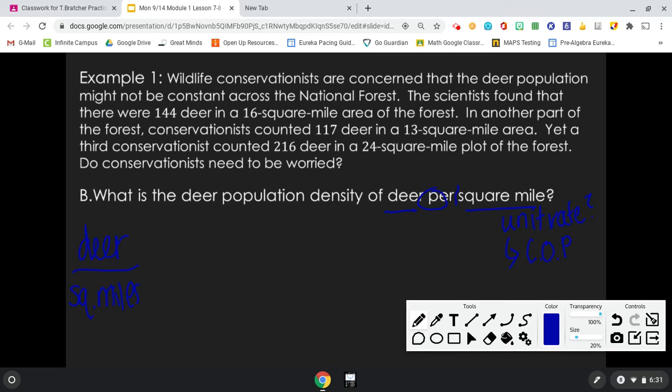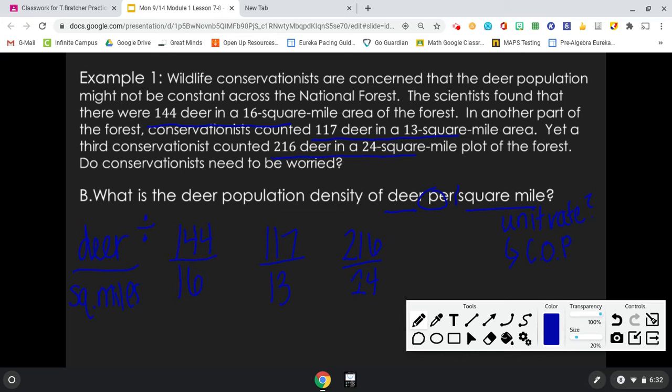And there's 3 that we have up here, so I'm going to underline them. The first one, the second one, and the third one. And so we know we have to divide. So remember, the amount of deer go on the top, so 144 and 16. This second one was 117 and 13. And then the last one is 216 over 24. And so we know to find the unit rate that we want to divide.